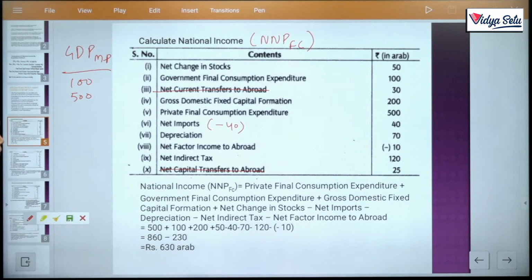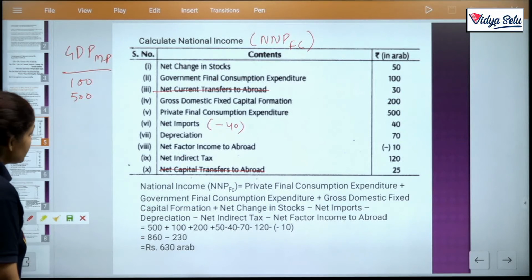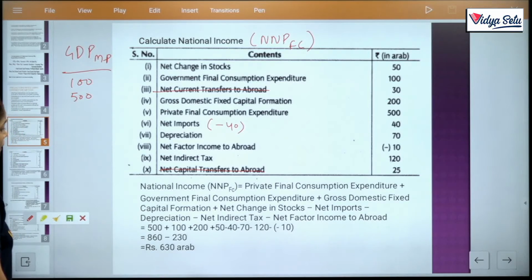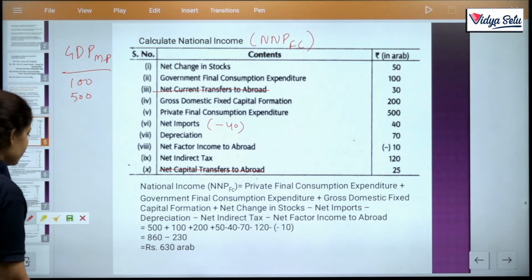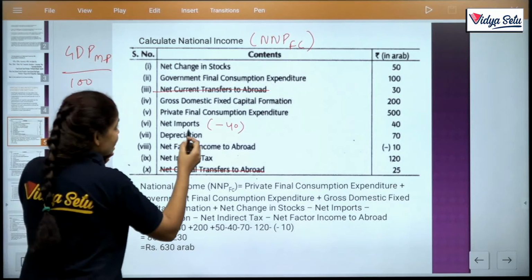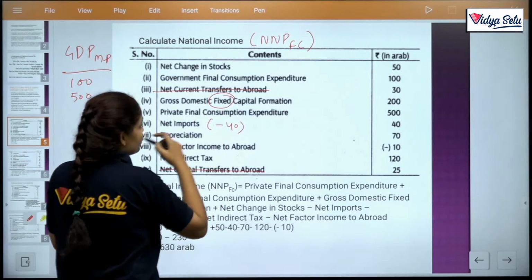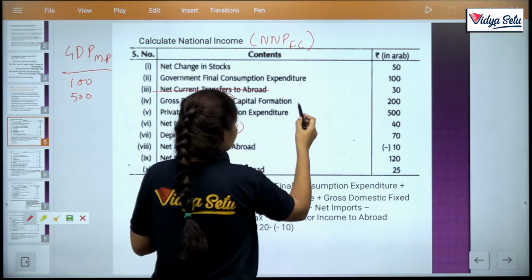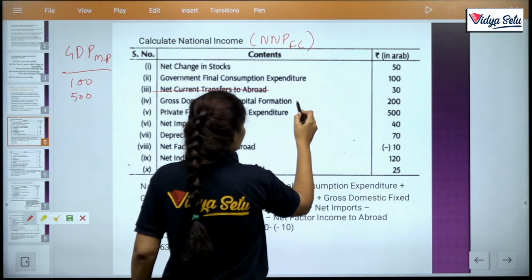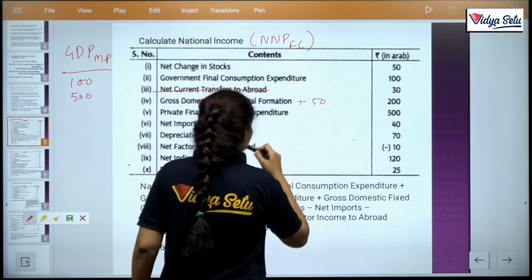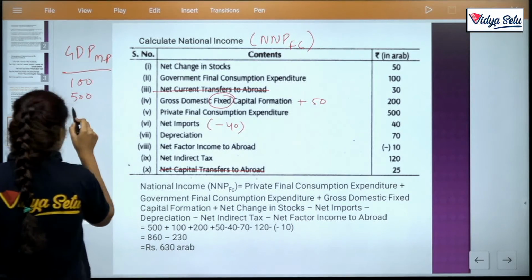So here private final consumption expenditure and government final consumption expenditure, plus gross domestic capital formation. Here the word is fixed capital formation, so we have to add change in stock here. The net change in stock is 50 to add. So we just add 250 also.